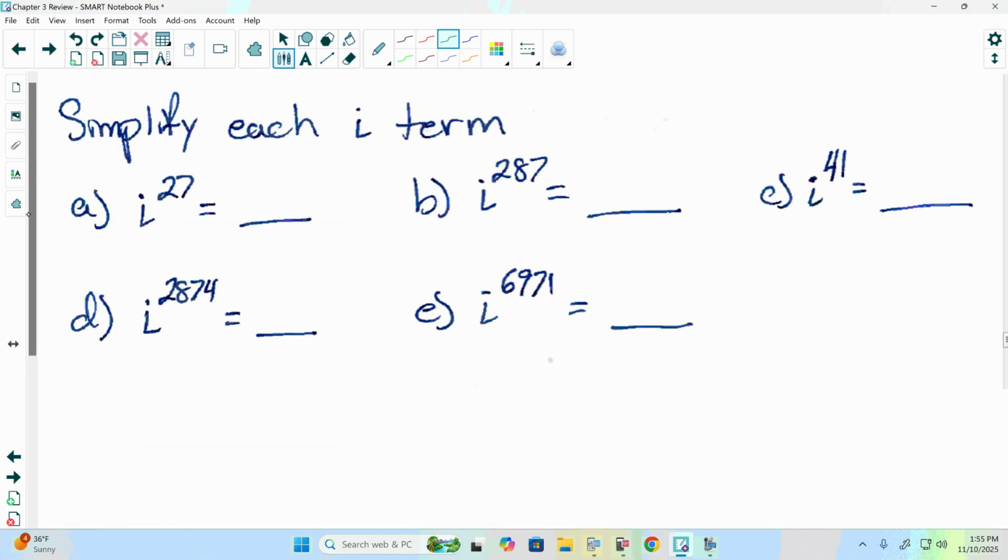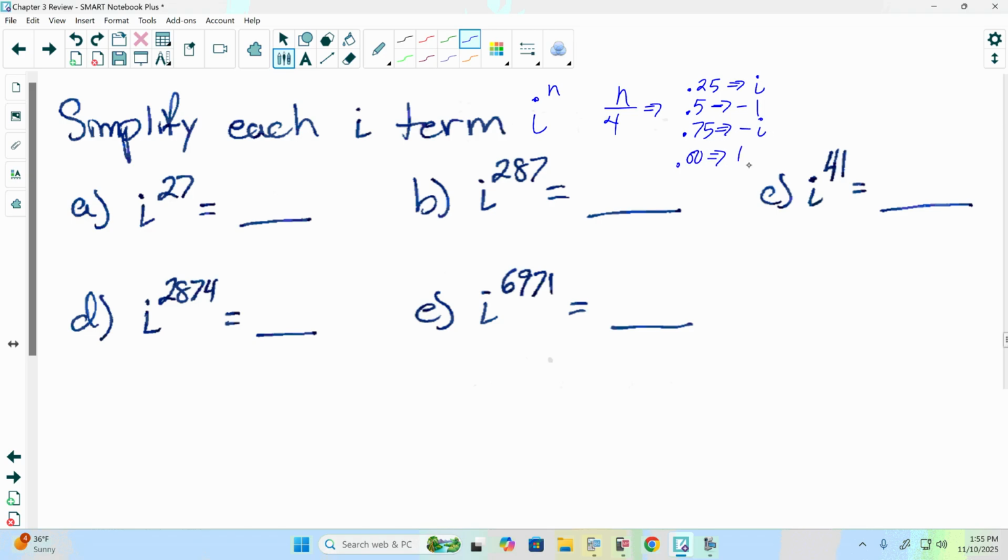Powers of i. Anytime we're given i to an exponent, we take whatever that exponent is and divide it by 4. If we get a decimal of 0.25, it reduces to i. If we get a decimal of 0.5, it's negative 1. If we get a decimal of 0.75, it's negative i.